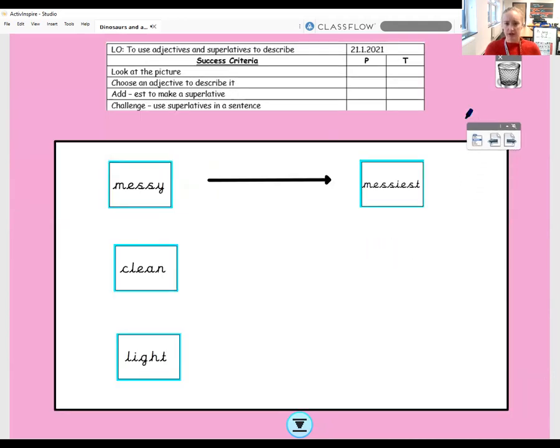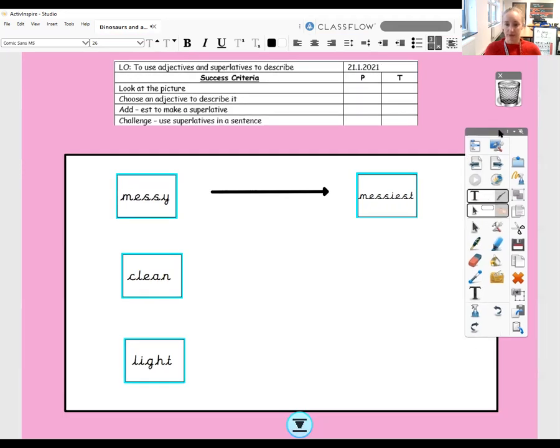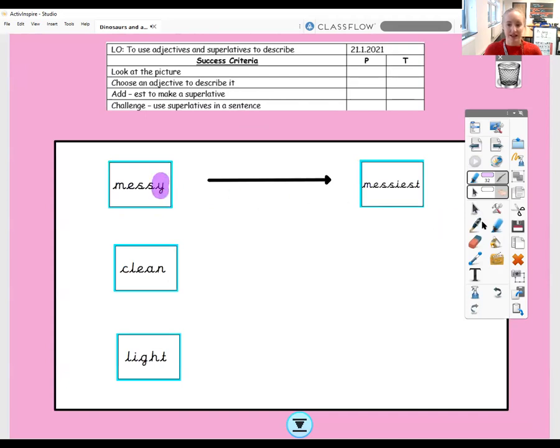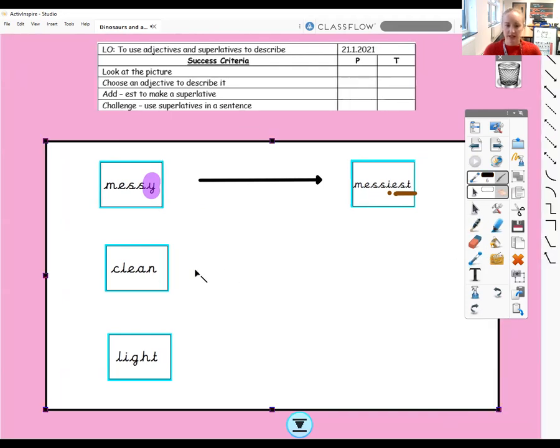So we're going to have a little go now at changing some of these adjectives into superlatives. And we'll have a go at doing this together. Okay. So here I've got the adjective messy. And messy is a bit of a challenge because here it ends in a Y. Okay, so if my root adjective ends in a Y, then I need to change the Y to an I and then add est.